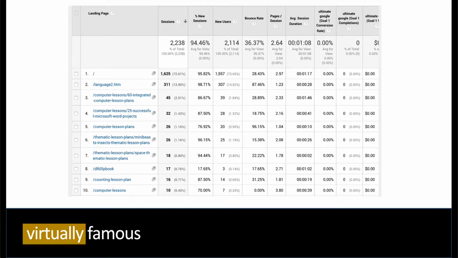60 computer lesson plans is a book, 25 is a book. Computer lesson plans by itself is actually the page above those books. So people go to that page and then they click on the books to find out more. Thematic lessons, mini beasts and space are both books.